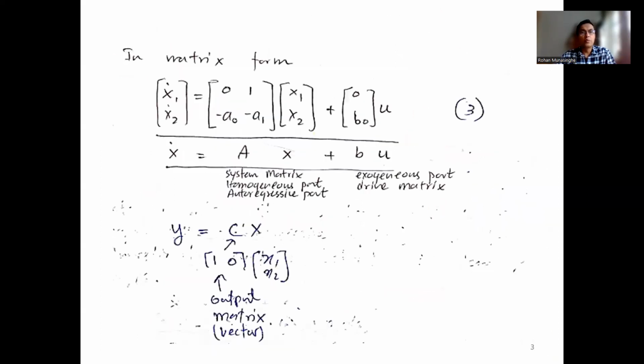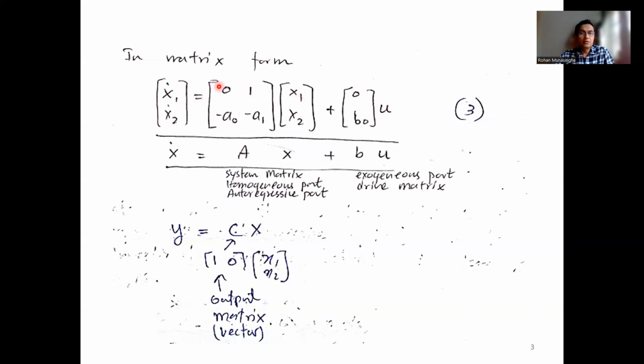Now let's arrange it in a matrix format. On the left-hand side, we have the rate of change of x1 and x2. On the right-hand side, you're going to have this matrix. It's coming from the two equations. If you look at the first equation, it is simply x1 dot is equal to x2. So when you multiply this matrix with this vector, you get that, plus 0 times u. There's nothing else. The first equation is simply x1 dot equals x2. The second equation is x2 dot equals minus a0 x1 minus a1 x2 plus b0 u. That's the system equation.